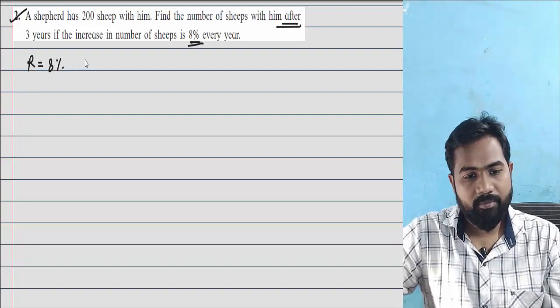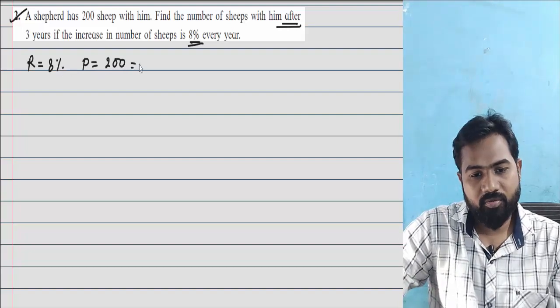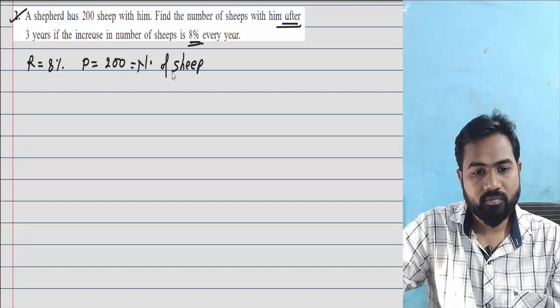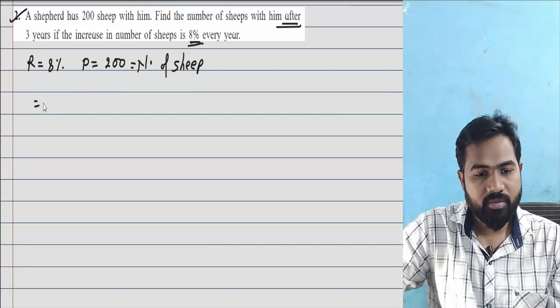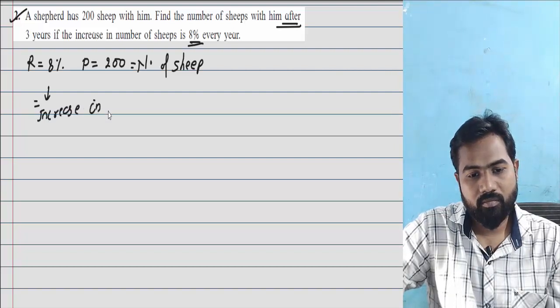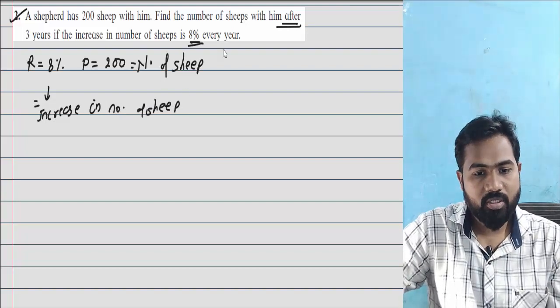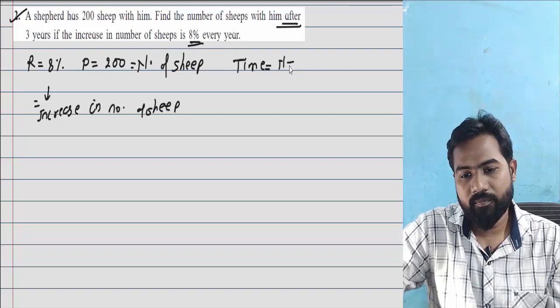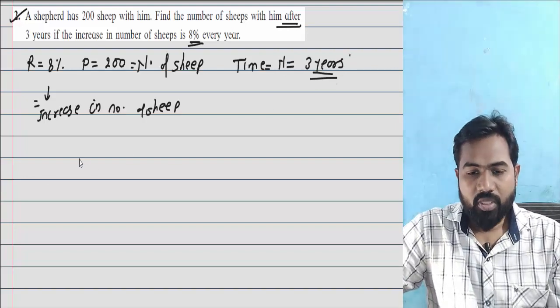Can you tell me the principal part? That is the 200, the number of sheep. Principal P equals the number of sheep. And R is what? It is the increase in number of sheep, the 8%. And time, n, is given as 3 years. Is that clear? So time is 3 years.